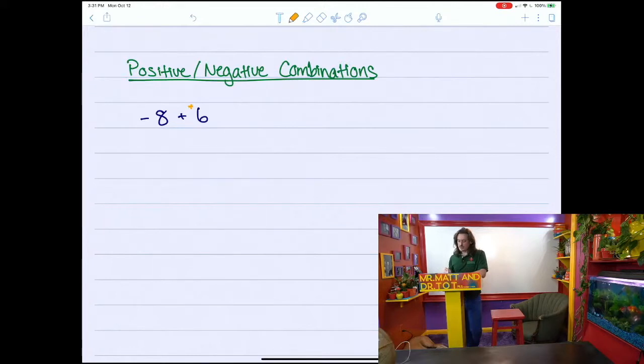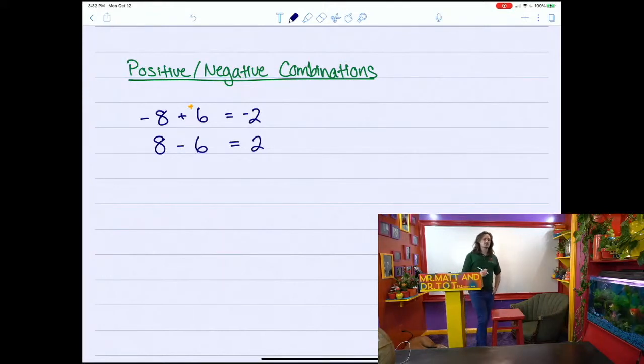So this is going to result in -2, and notice that -8 had the larger magnitude out of the two. But if this was +8 minus 6, then we would have a +2 because the 8 now is positive. Okay, so with addition and subtraction, it takes the sign of the larger value.